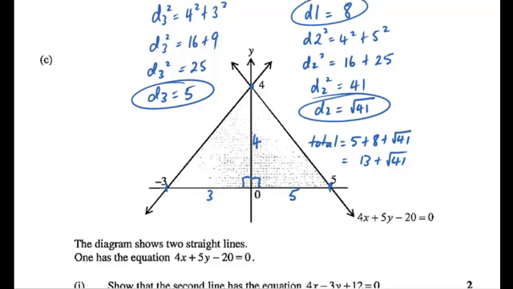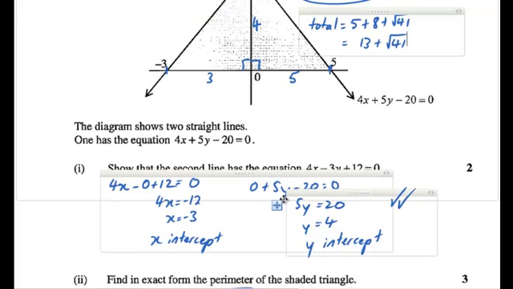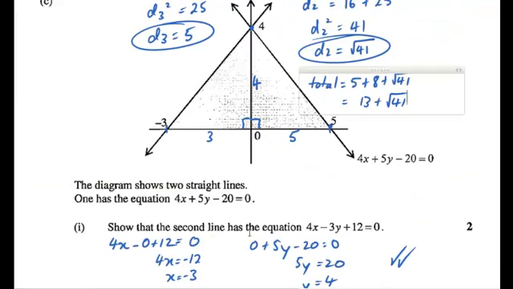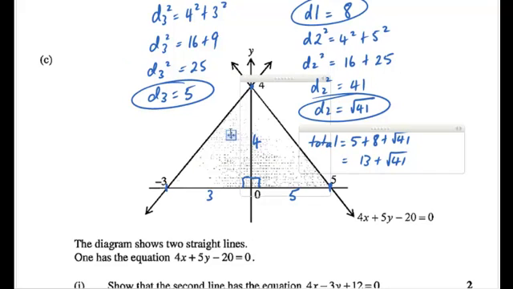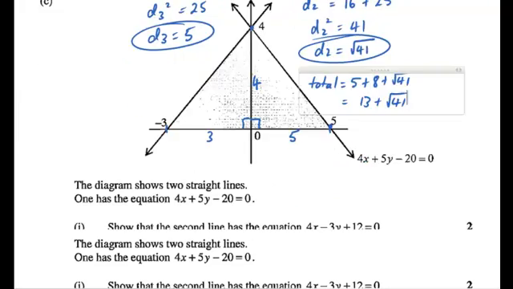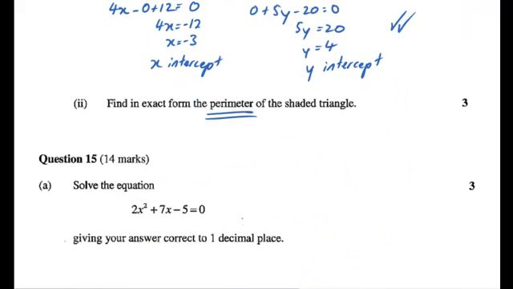Alright, so I guess you've just got to think about what the question wants you to do. Don't let diagrams and confusing words get you all muddled up. Just look at it, read it, think about what it wants. Perimeter is talking about distance. So look at each line and see how you can find the distance. Alright, that's the end of 14.